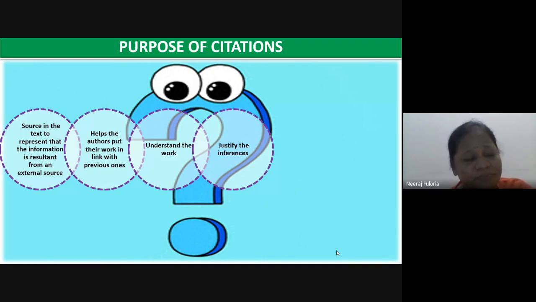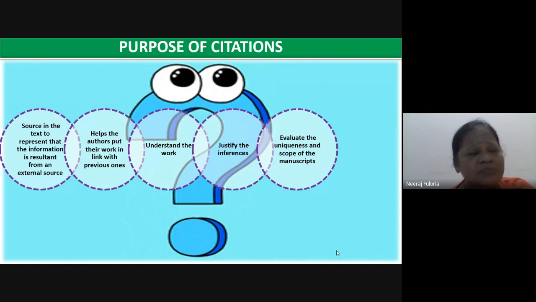You might have seen many times, when we submit a paper to some journals, they say, okay, we have a lot of papers in line, so we cannot accept your paper or we cannot evaluate your paper.